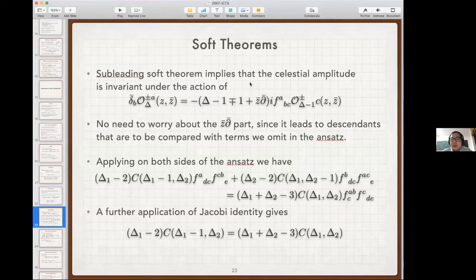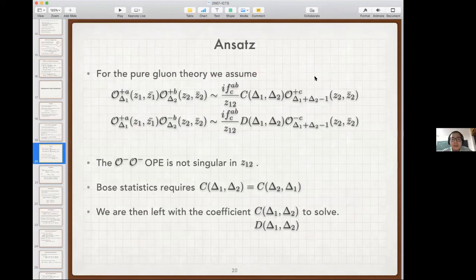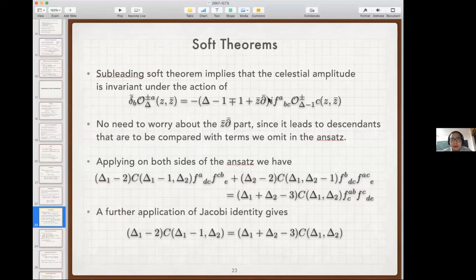And also to code in the currents in our current setup, the subleading soft theorem just tells you that you can do certain action to the operators in the correlation, which is acting this way. And the whole threshold amplitude has to be invariant under such actions. And so when you combine this action together with our analysis for the OPE coefficient, the operator product expansion, it just means that you can apply this action on both sides, and they have to equal. But here, there's a slightly annoying part.